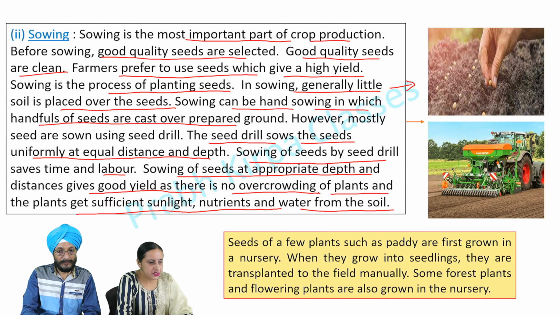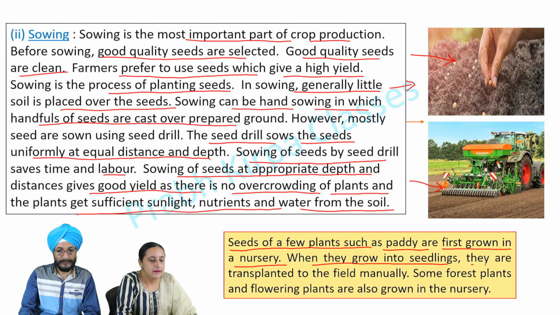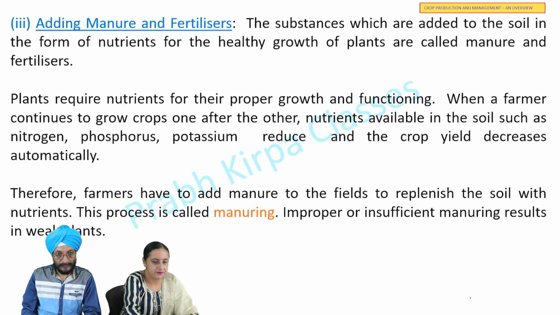In the first picture, seeds are being sown by hand, whereas in the second picture, a modern seed drill is being used for sowing seeds. Now, an important point with regard to sowing of seeds. Seeds of a few plants such as paddy are first grown in a nursery. When they grow into seedlings, they are transplanted to the field manually. Some forest plants or flowering plants are also grown in the nursery.